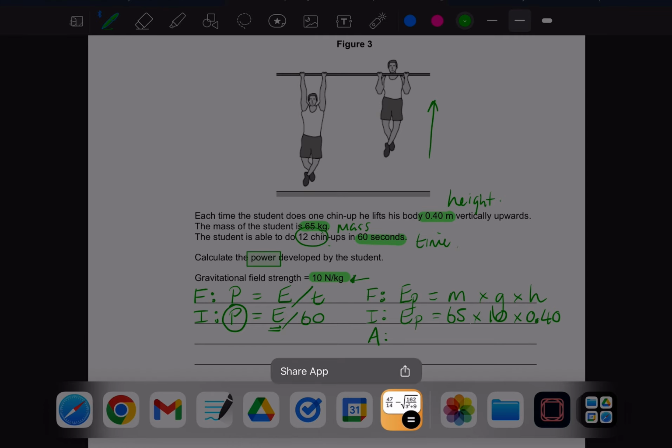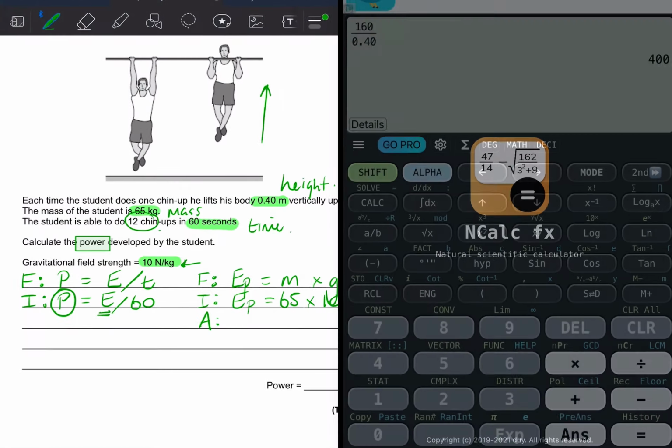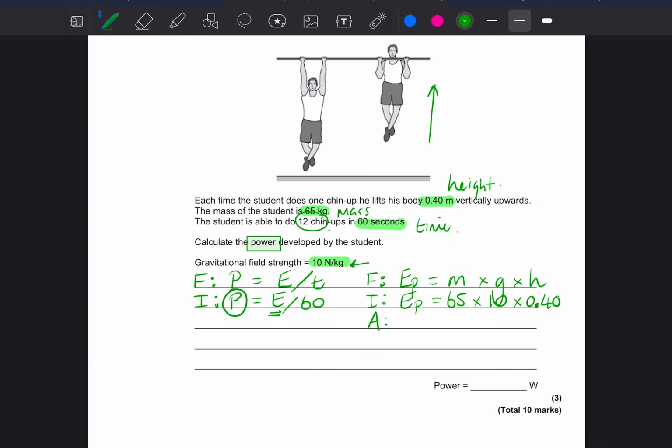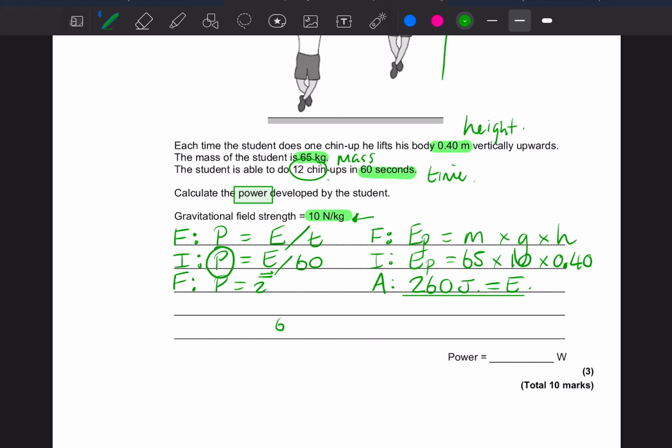Let's grab the calculator. 65 times 10 times 0.40. Just checking that I've used everything correctly. Yep. So that gives us 260 joules. So the answer is 260 joules is the energy. So we are going to use that in our original formula. So we go back to our formula. We're now going to write power equals 260 divided by 60. So that is the power that the student is transferring in a minute.